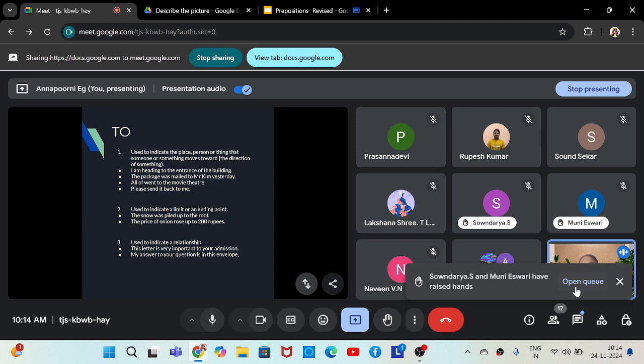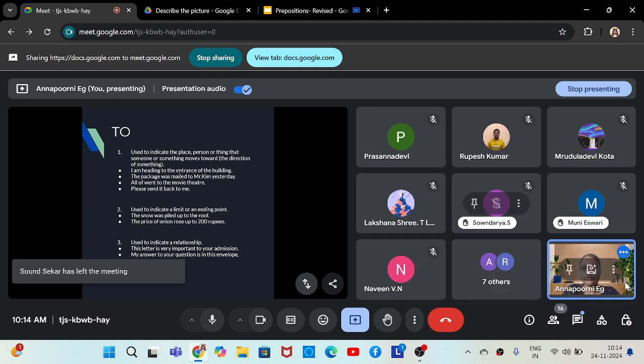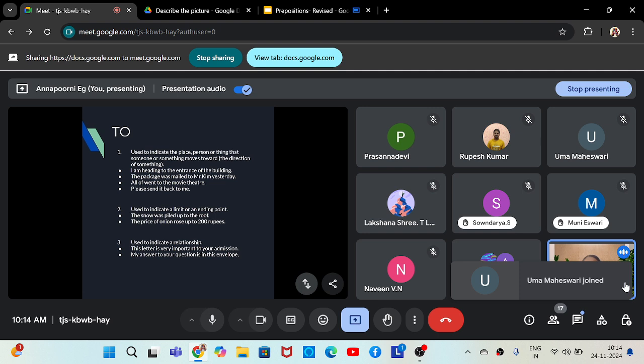Now moving to the third use. To is used to indicate a relationship. It is used to show some special types of relationships or specific relationships. Okay, yes, so let me call, who is willing to read? Arun Kumar, can you read the third one?